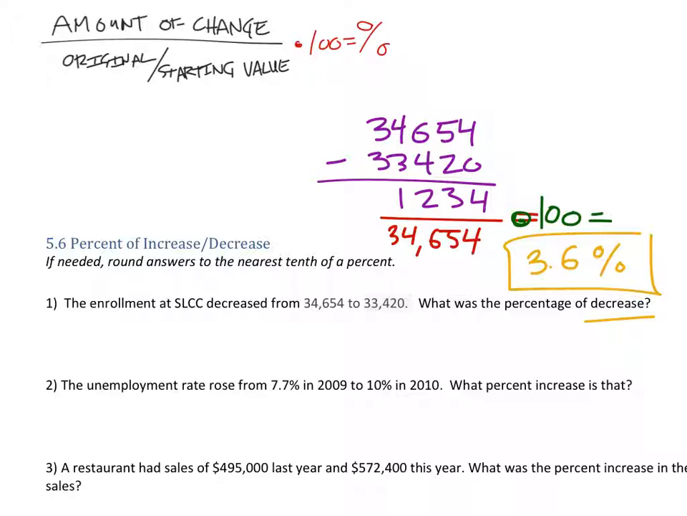All right, number two, let's look at that one real quick. We got a 7.7% to 10%. So to find the change, we're going to take 10 and subtract 7.7. So that should be 2.3%.